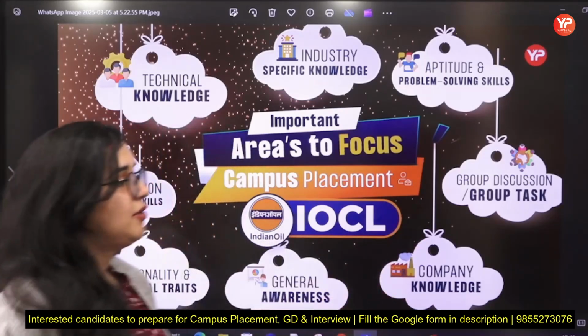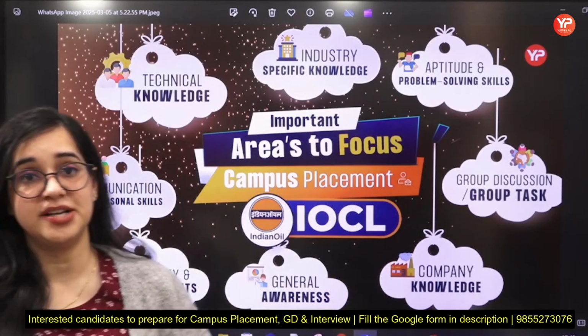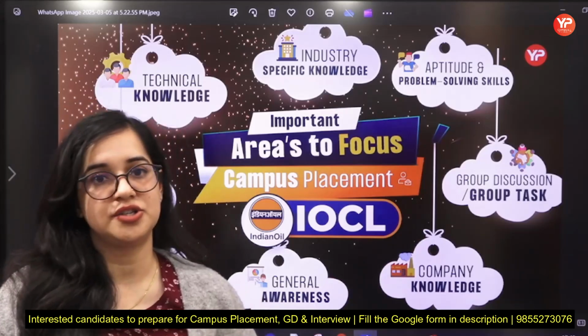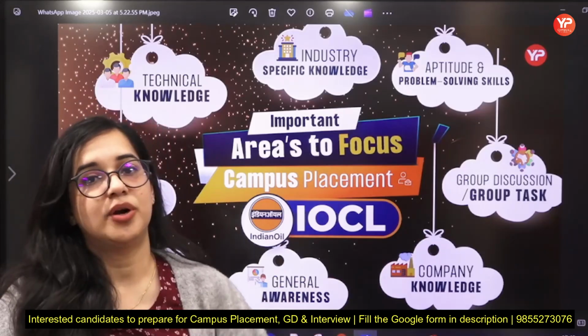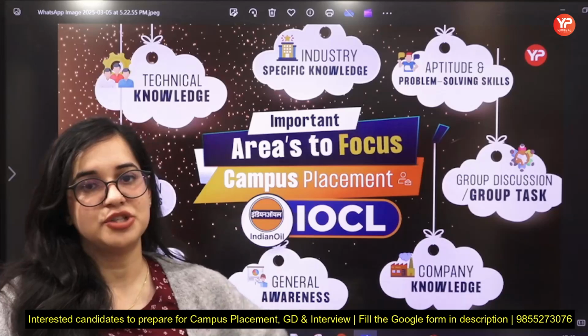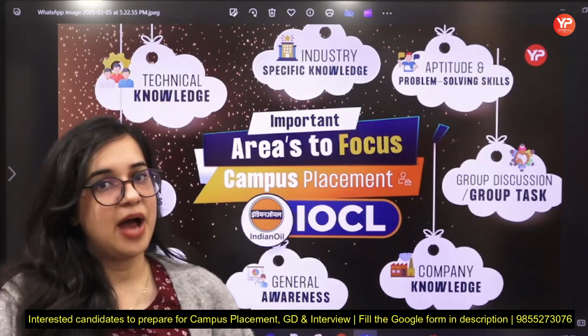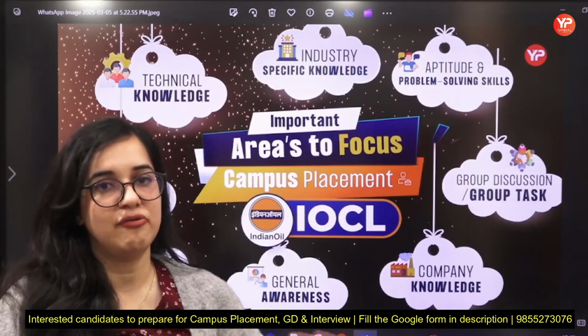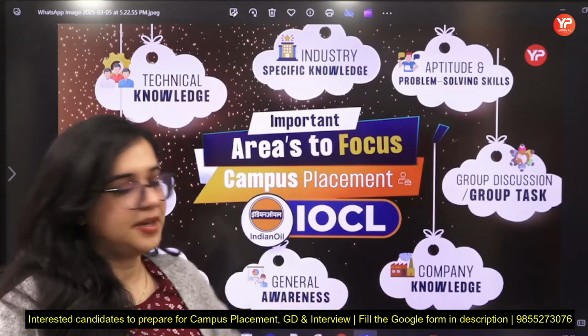Then is your company knowledge. Obviously you need to visit the website, and on the website you will get thorough knowledge related to mission, vision, then what products it is manufacturing, the management related part, the history, and why it was in the news recently. So everything you need to cover related to the company knowledge.